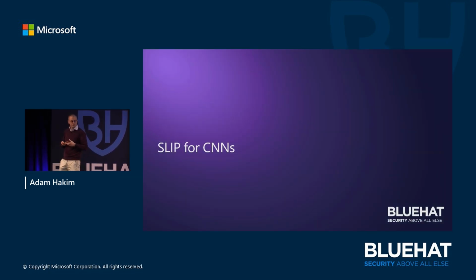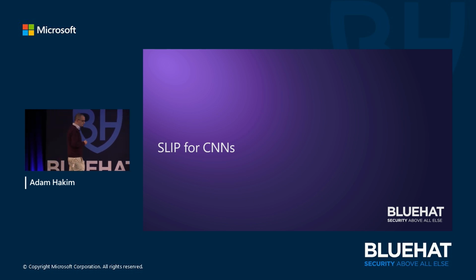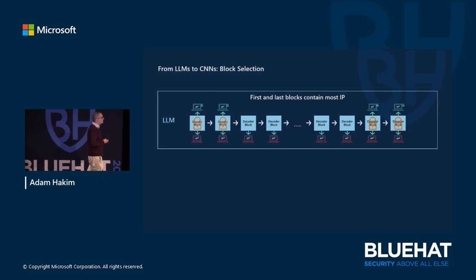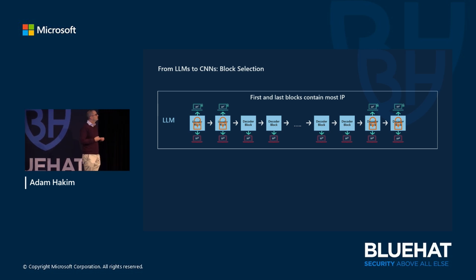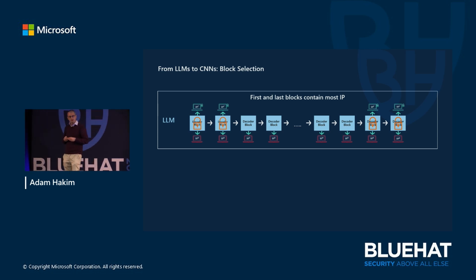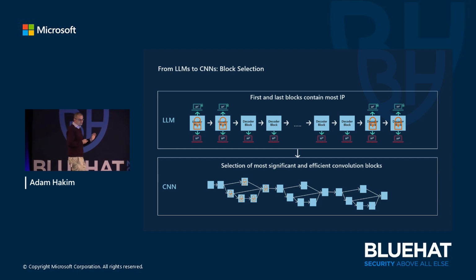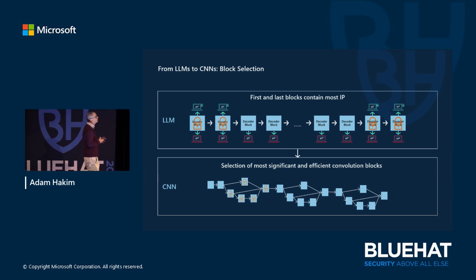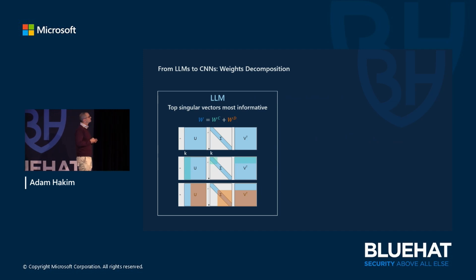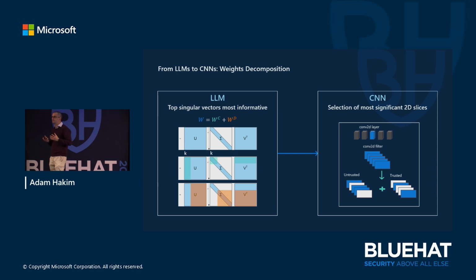Next, we started off doing this for LLMs, but we saw the need to do it on CNNs as well, based on the requests that we received. There are a few changes when it comes to CNNs. In LLMs, we chose the first and last blocks, and we said that those contain the most IP. In CNNs, we can focus on the most significant and efficient convolution blocks. There's a similar notion of blocks in CNNs as well. In LLMs, we did the singular value decomposition, which I just showed you, to find the most informative information in the weight matrices. In CNNs, it's a bit different.